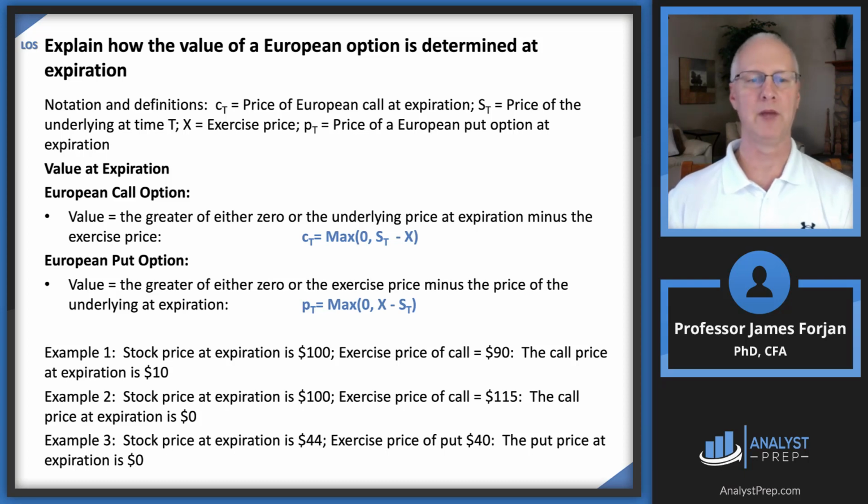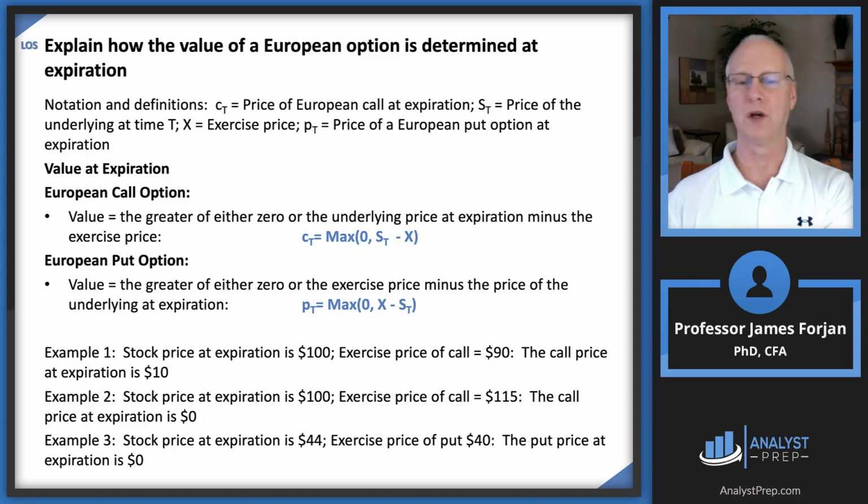So that should be pretty basic, but I have 3 examples here at the bottom of the slide. Let's suppose we have a stock price at expiration and an exercise price of a call option. So we have the right but not the obligation to buy at 90 when the stock price at expiration is 100. So what does that mean? Call price is $10. On the other hand, in example 2, if we have a stock price at expiration of 100 and our exercise price is 115, why in the world would we spend $115 when we could go to the New York Stock Exchange and pay just $100?